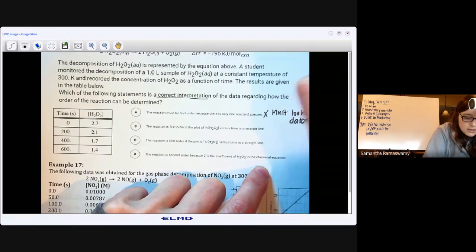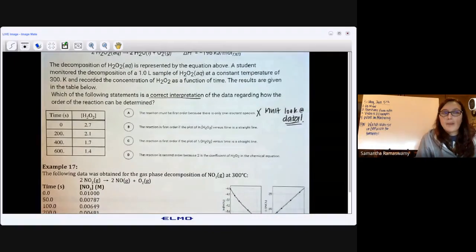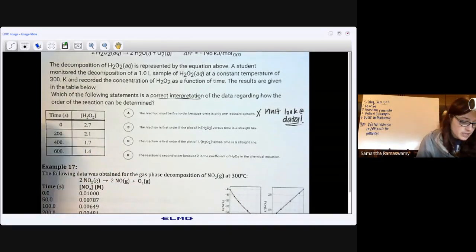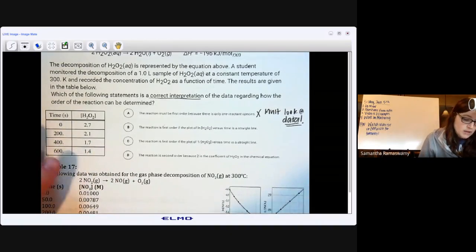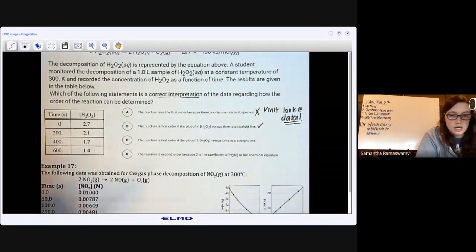In order to figure out the order, we have to look at the data, and that might mean looking at rate versus concentration, like we did in the do now, or it could mean looking at the graphs like we did in one of the examples. Part B says the reaction is first order if the plot of natural log of concentration of H2O2 versus time is a straight line. Well, that's correct. We know that's correct.